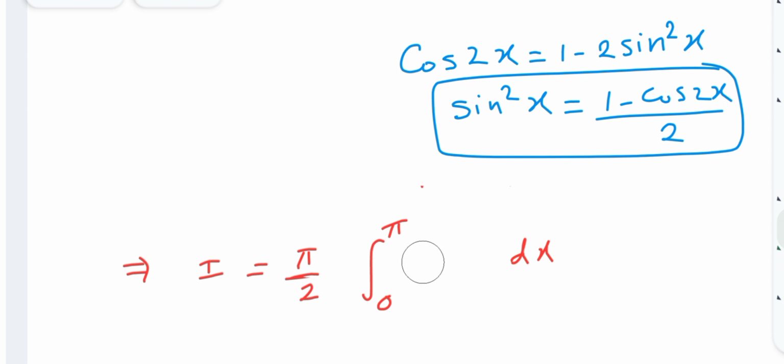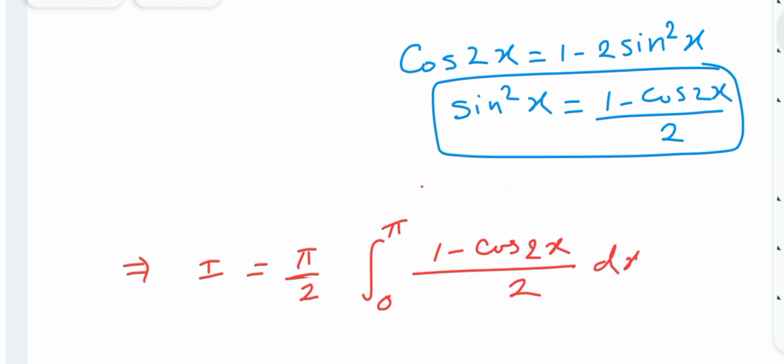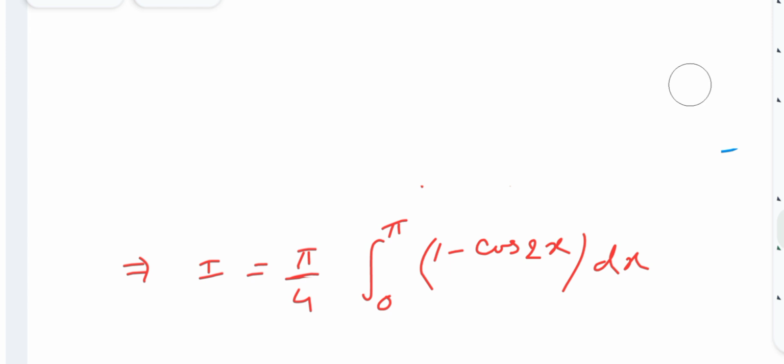So instead of sin square x, I am going to write 1 minus cos of 2x divided by 2, dx. Now this 2 is common, so I am bringing it out. So this will become divided by 2, divided by 2 means 4. And this is the integration; 1 minus cos 2x dx integration we can do easily. So this is pi upon 4, this is I, nothing but I.